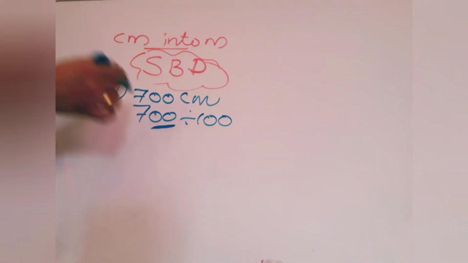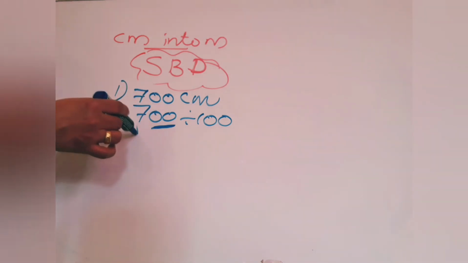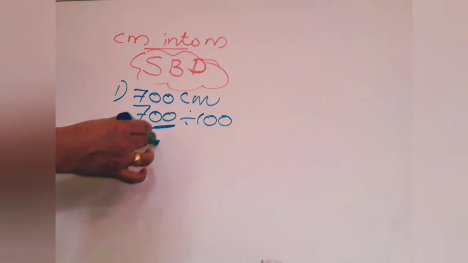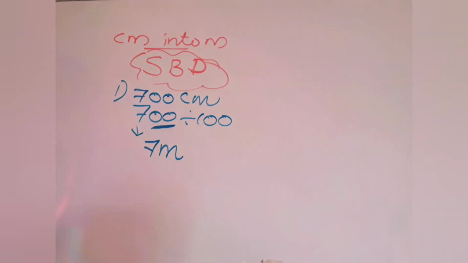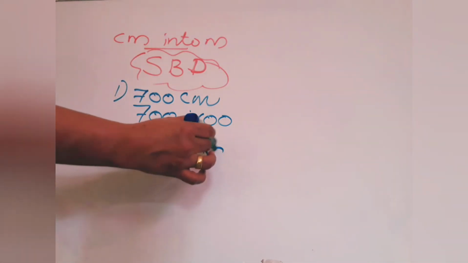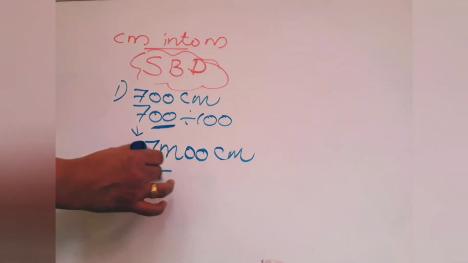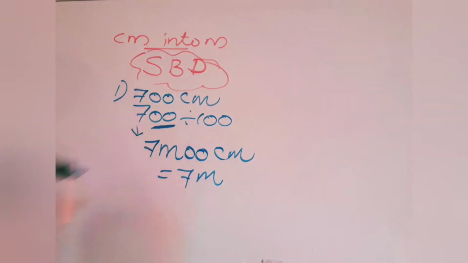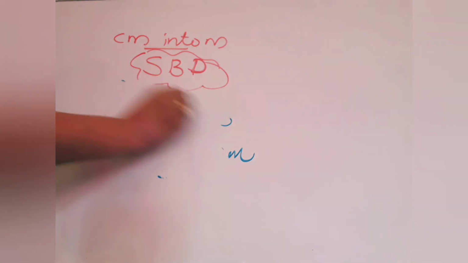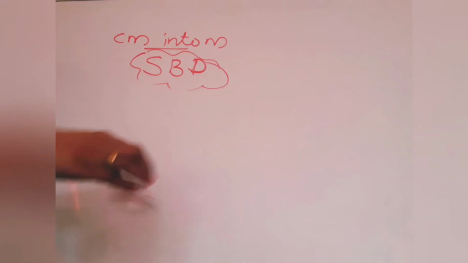What you did not underline? 7. This 7 will come as meter. 7 meter 0 centimeter means the answer is only 7 meter. Now it is very simple now. Let's try another example. 700 centimeter is 7 meter. Similarly, when you do 800 centimeter, it will be 8 meter.